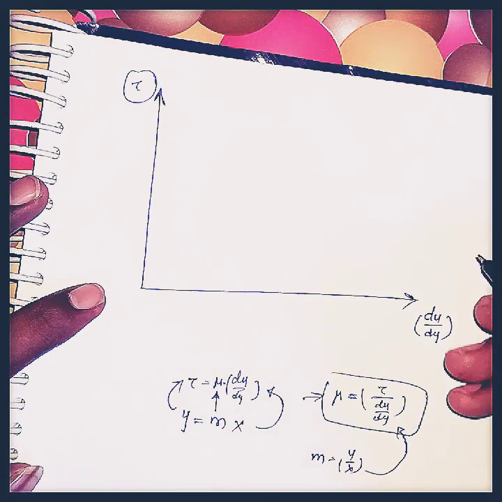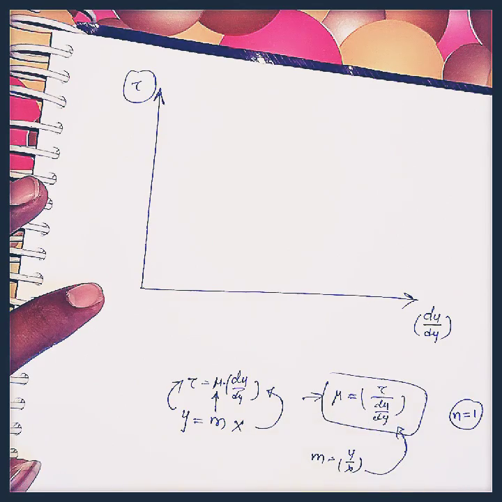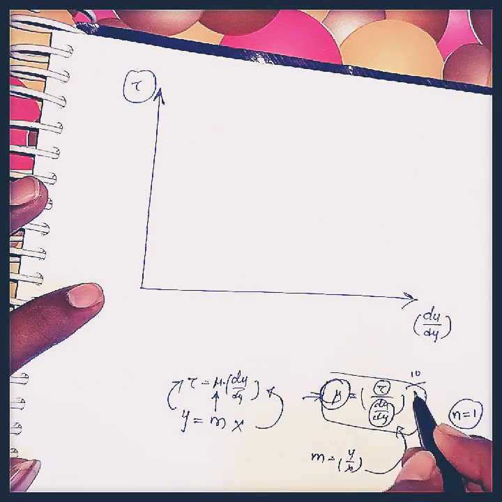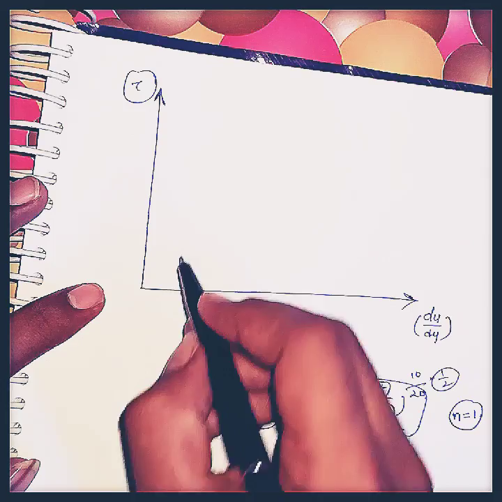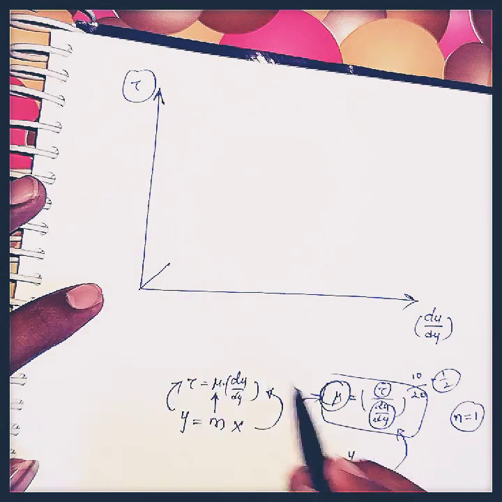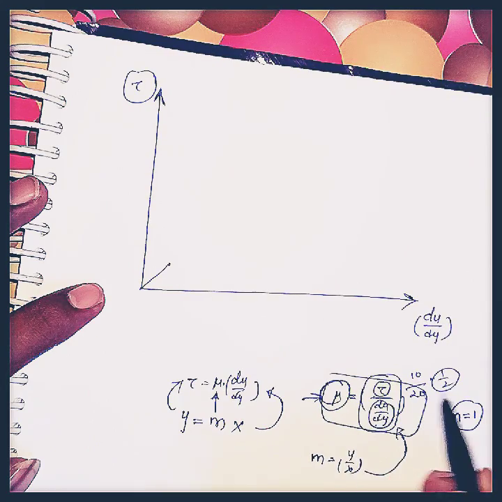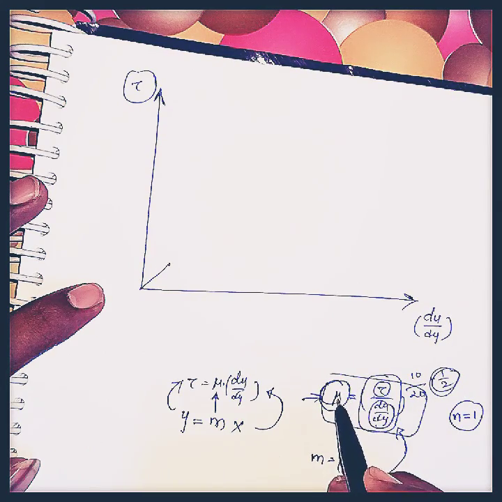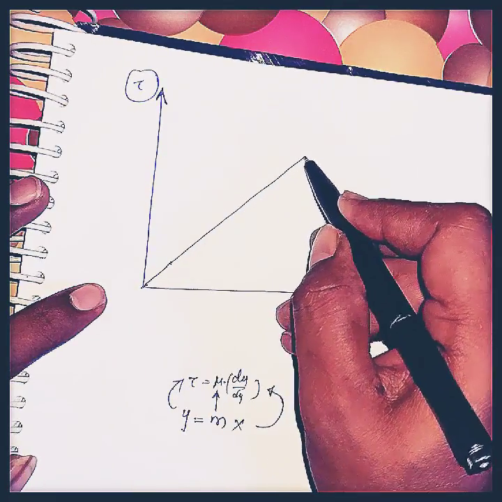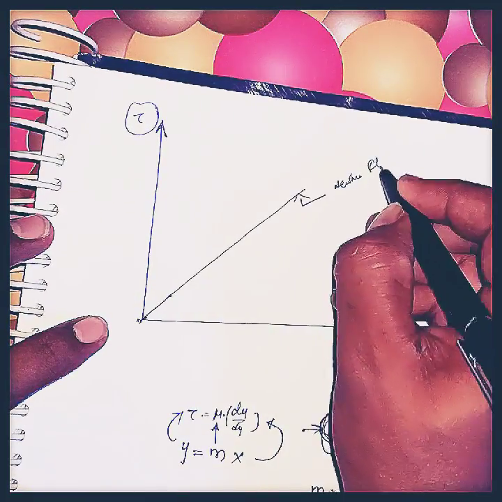If I draw the graph for Newtonian fluids, the flow index n equals 1. That is, the mu value is a constant value. If we take tau value 10 and du by dy 20, that is 1 by 2. Even if I go on increasing the tau value and du by dy value, the ratio between tau and du by dy equals 1 by 2 only, that is constant. For that, the slope is constant, so we draw the graph as a line passing through the origin. This is for Newtonian fluids.